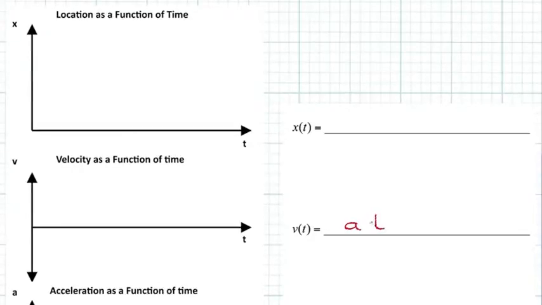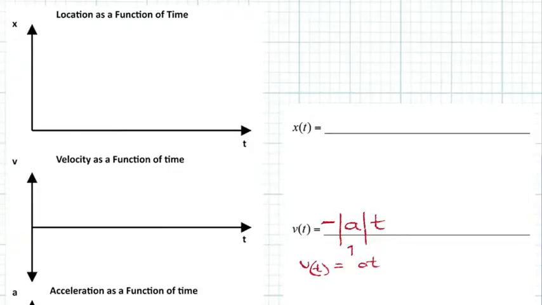acceleration times time. Now, a way I've been writing this, so we're reminded that it's negative acceleration, is negative absolute value. Let me draw that a little bit better there. There we go. Negative absolute value of acceleration times t. This reminds us that we have a negative velocity. So if we simply wrote velocity as a function of time equals at, that would be correct. But since acceleration is negative, we want to put the negative out front to remind us of that.